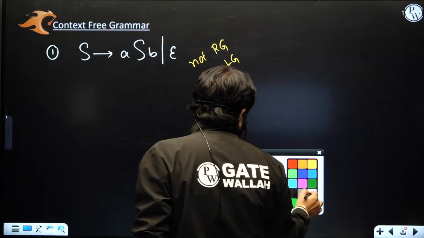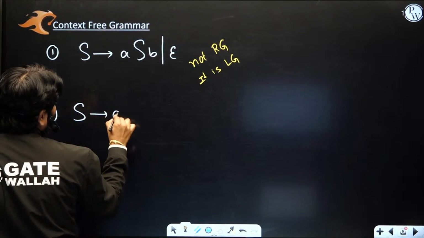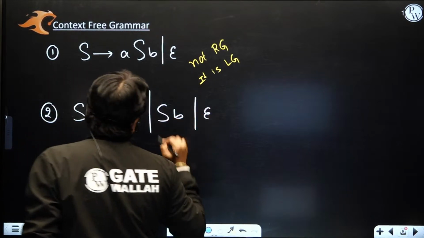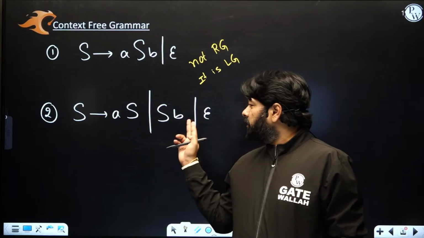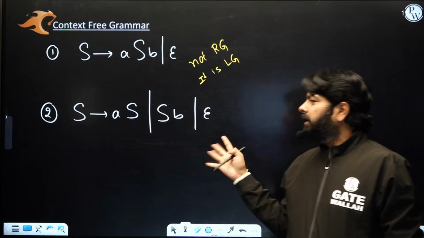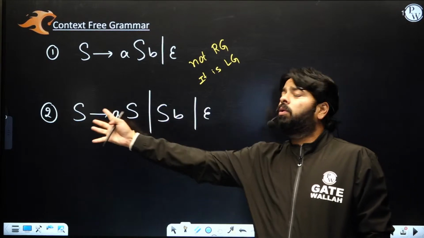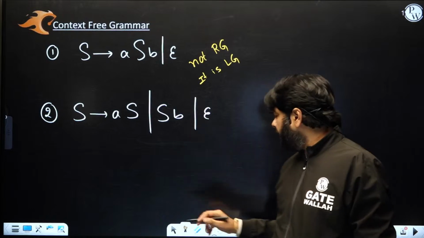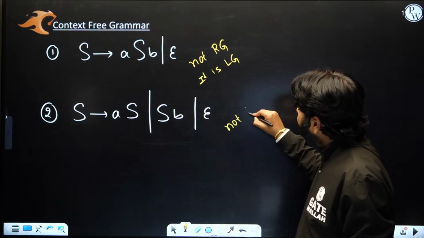Okay. Second example, suppose sometimes we write S derives A S or S B or epsilon. Now look at this grammar. See here you have last, here you have first. This is not a regular grammar. Why? You cannot call this a left linear grammar. You cannot call this whole grammar a right linear grammar. So this is not a regular grammar. Again, this is a very important point.